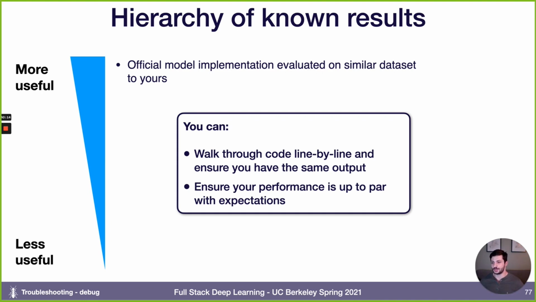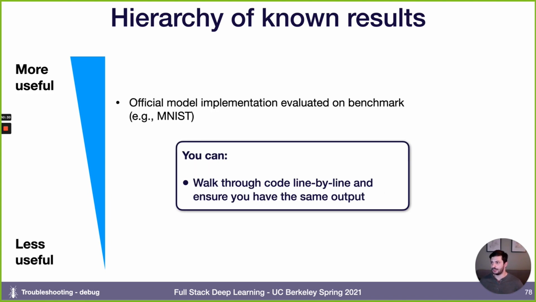And so the reason why this is so useful is because you can walk through both implementations line by line and ensure that you have the same output. You can also make sure that the performance you reach in the end is on par with what you should expect your model to do on that data set.